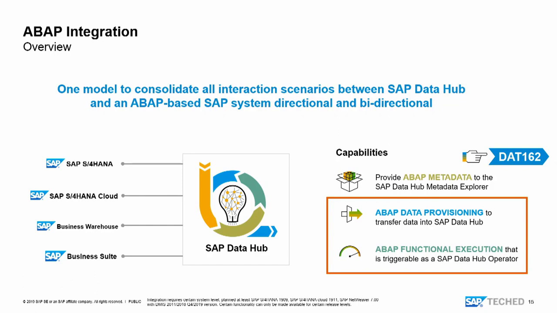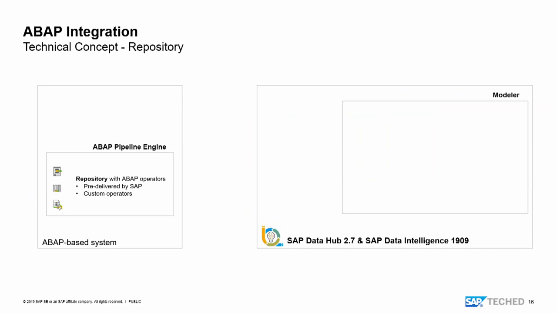There's one more dimension to the ABAP integration, which is metadata. We are not taking care of that in this lecture because there is a dedicated session, .162, if you're interested in that. So how does the integration from a repository perspective look like?